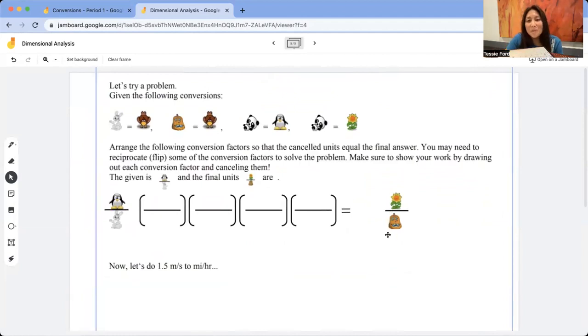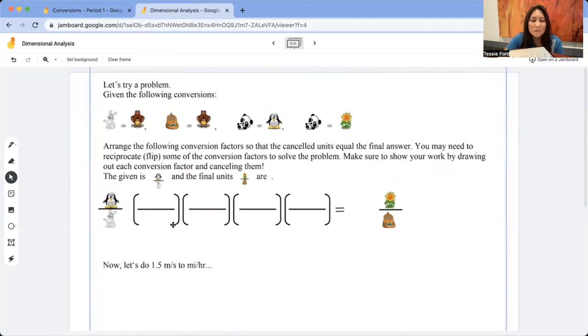Same thing though, let's try it without numbers. It's a little funner that way. I will not draw, so I'm just going to write down the names of these animals. Okay, so end goal, we want to turn penguins per bunnies into sunflowers per pumpkins. Got that? Penguins per bunnies, and our end goal is sunflowers per pumpkins. And here are all of our conversion factors. Okay, there's no numbers here. It's pretty much all units. So it's a really good way to practice your units.